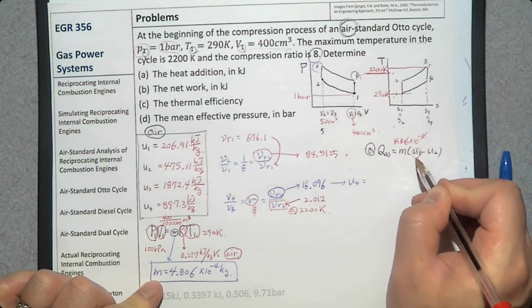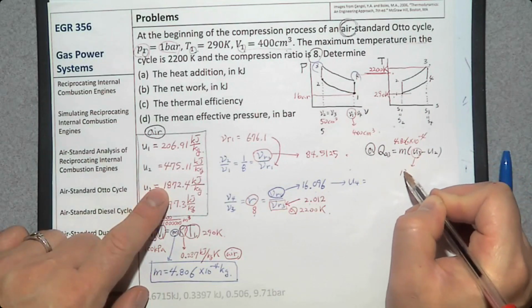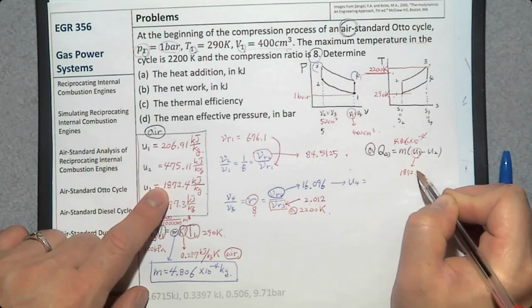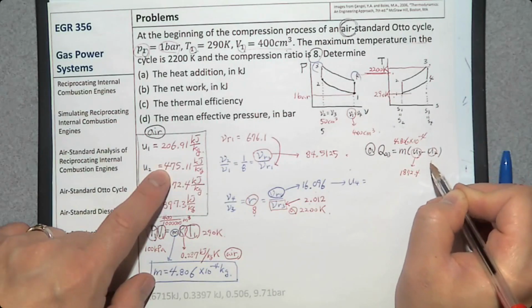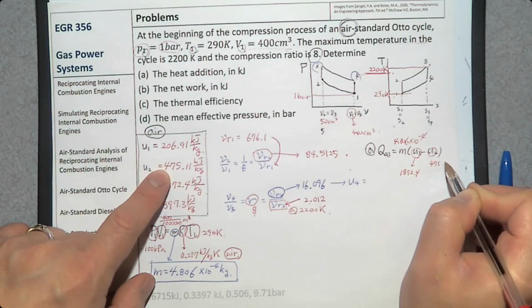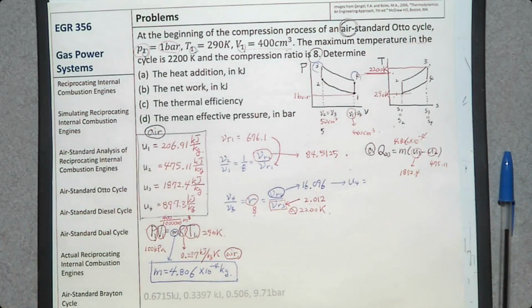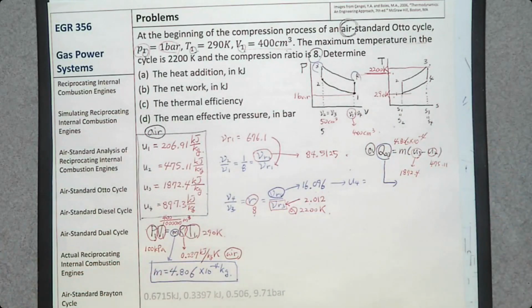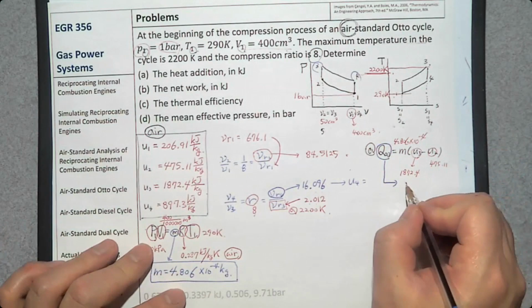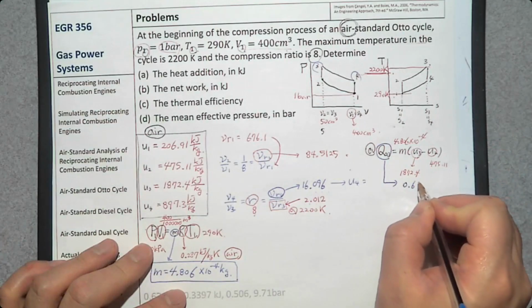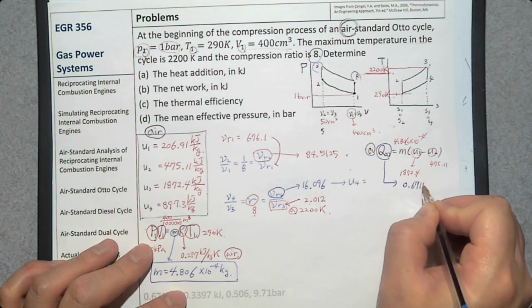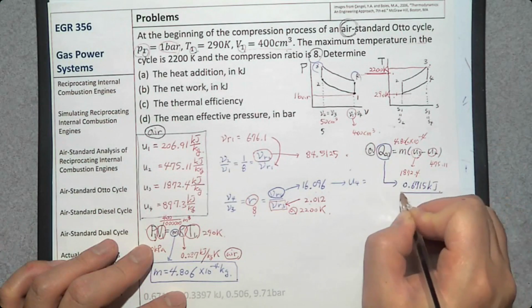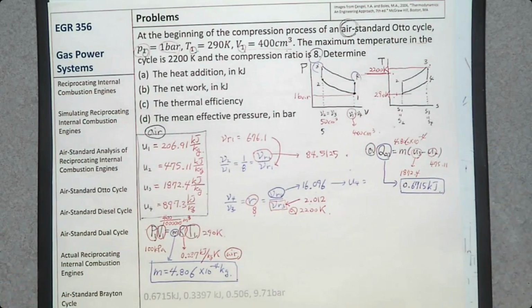Do we know U3? Yes, here, 1872.4. Do we know U2? Here, 475.11. So can you determine Q23? Yes, Q23 is going to be 6715 kilojoule. So this is the heat addition to the system.